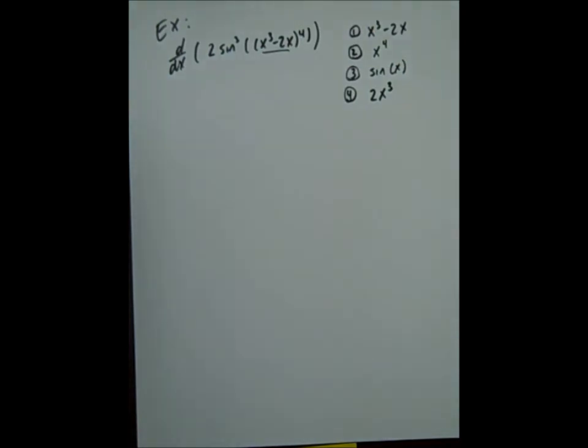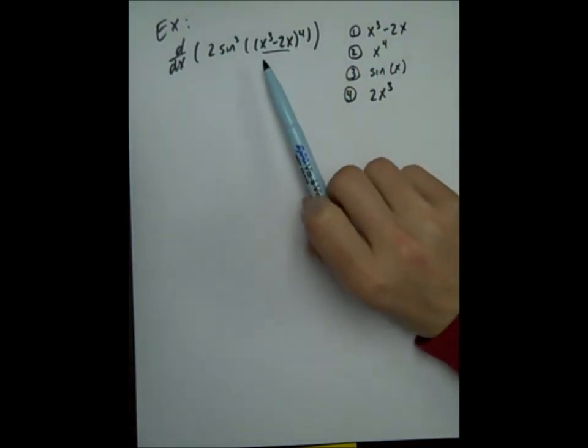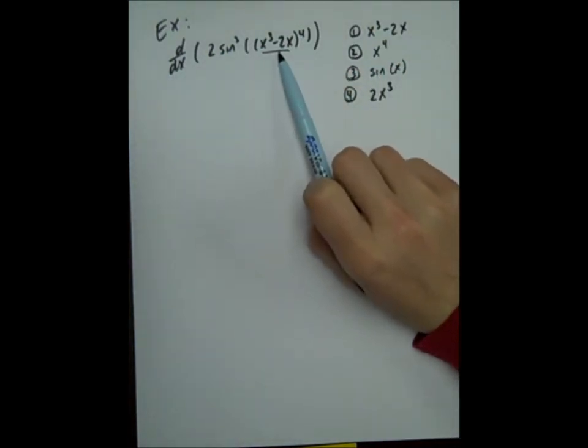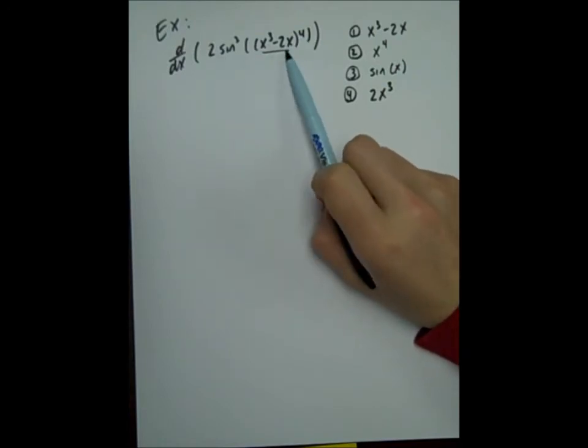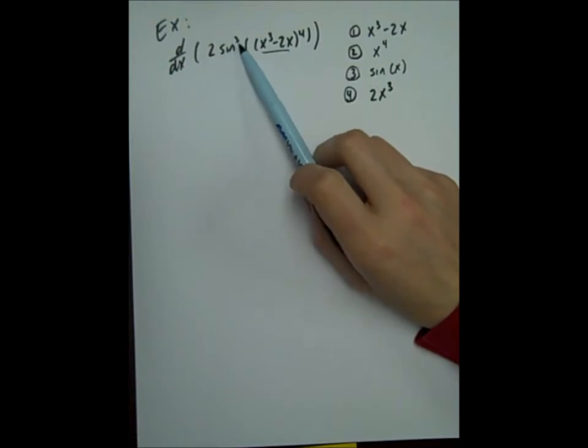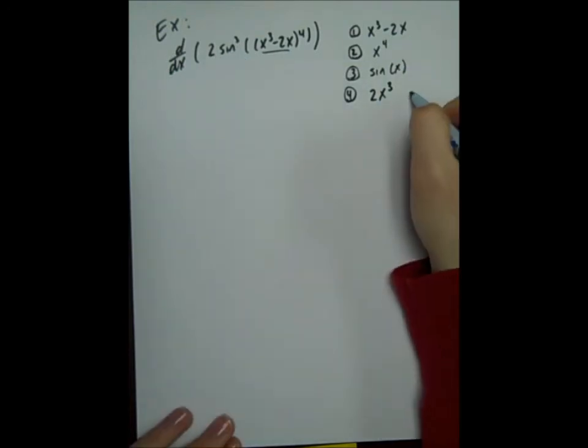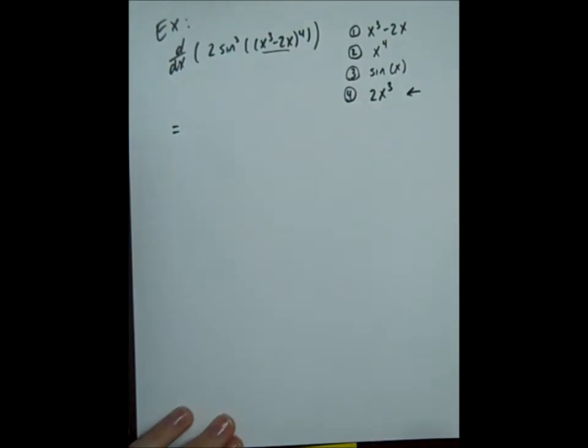So this time I have 4 functions, but hopefully you can see the most inside, x cubed minus 2x. Then I would raise that to the fourth. Then I would take sine of that number. Then I would cube it and multiply by 2. So there are my 4 functions. So let's do the derivative.